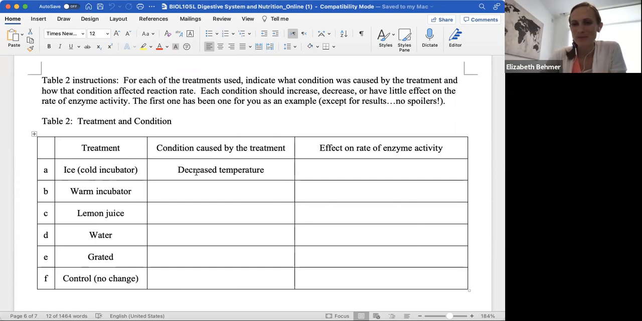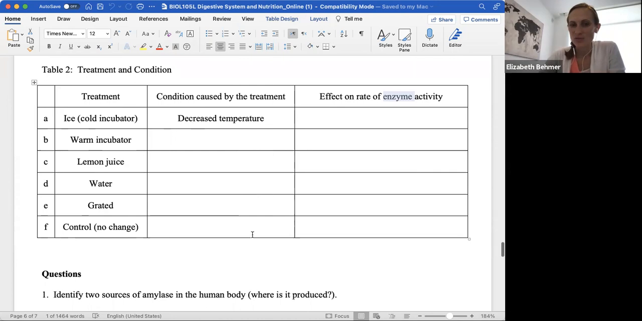So for example, what did ice do? Well, that would be a decrease in temperature. And did that increase or decrease the enzyme activity? Meaning, did that increase or decrease how fast or quickly the apple browned? And you'll go through with that chart.